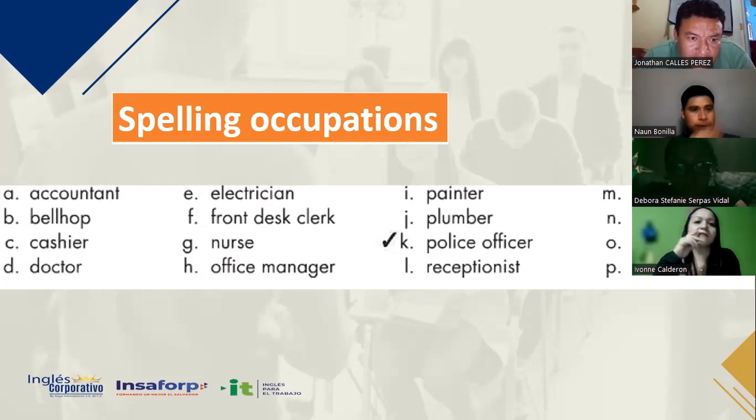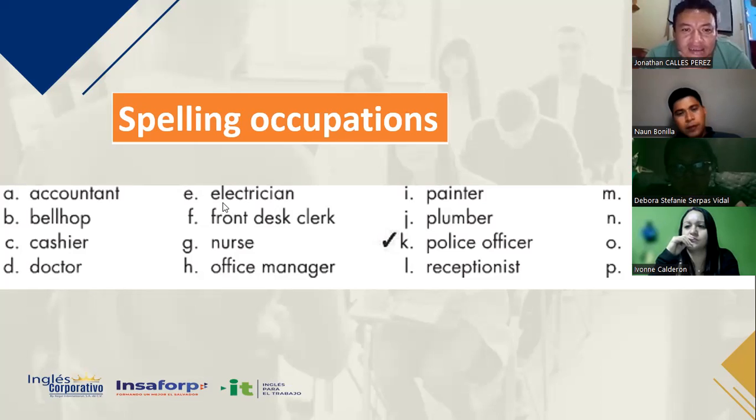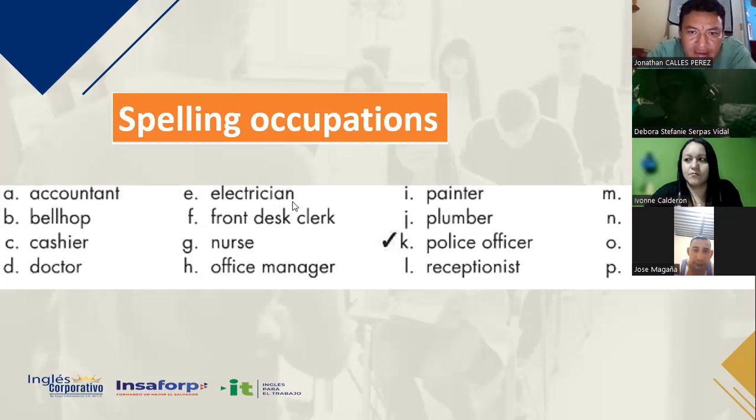Elizabeth, electrician. E, L, E, C, T, R, I, C, I, A, N. Yes. Así está bien. Excellent, excellent. Correct. Thank you. The next one is very difficult. Abigail, please. Abby.